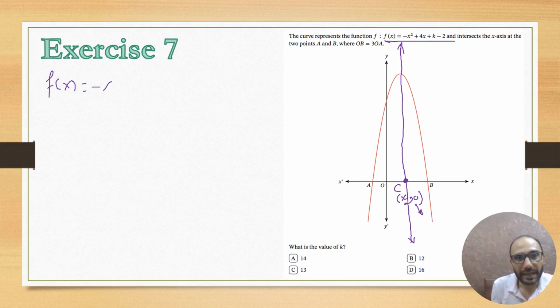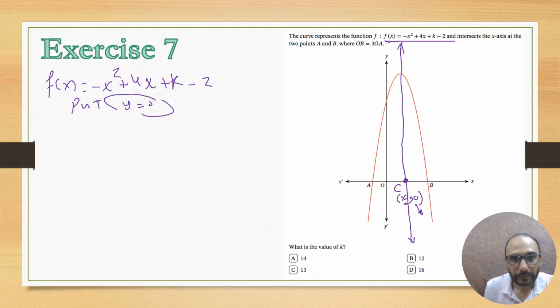So let's find the value of this x by putting y equals 0 in the function. F of x equals negative x squared plus 4x plus k minus 2. Put y equals 0. So x and 0 is this point that lies on the x-axis. Where is the y here? The y is here outside. And also A and B are two points that satisfy it. We have another given: OB, the distance from O to B, is 3 times the distance from O to A, or the ratio between them is 3 to 1.